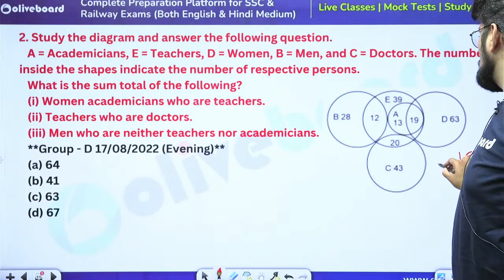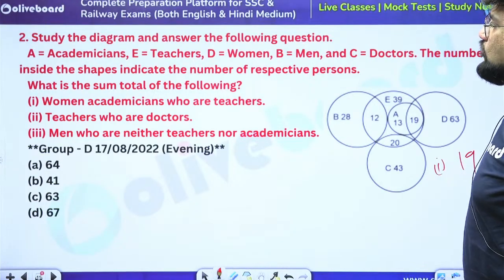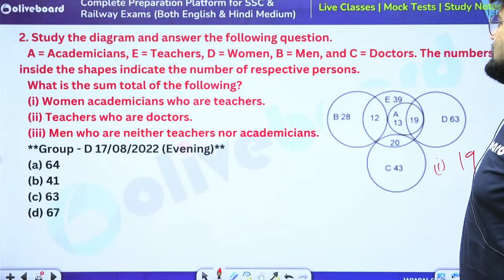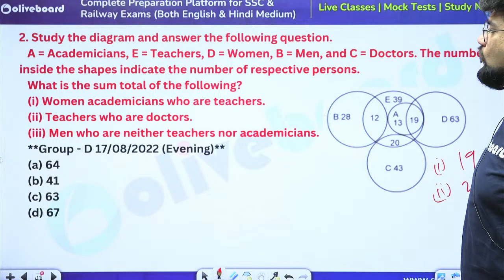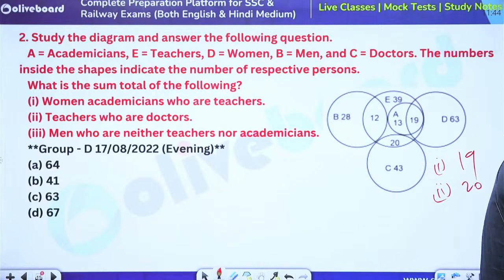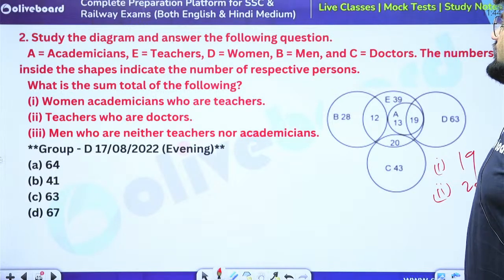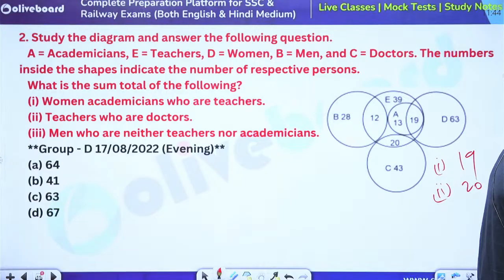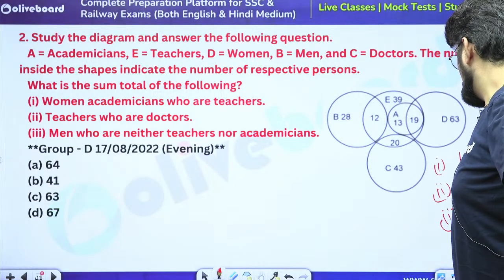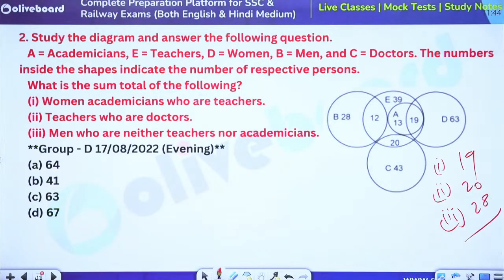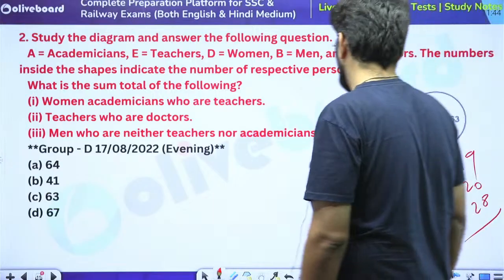Okay, part number 1. Next is teachers who are doctors. Teachers who are doctors. E and C. E and C. Only 20 is there. The next is men who are neither teachers nor academicians. B is men and neither teachers nor academicians. So only 28 will be left. They are asking you for the sum of this. So this is 47 and 20, 67. Option D is the right answer.